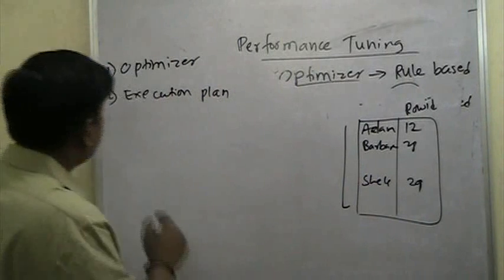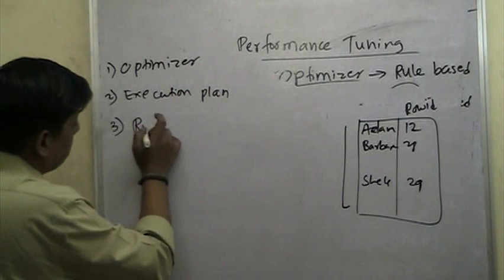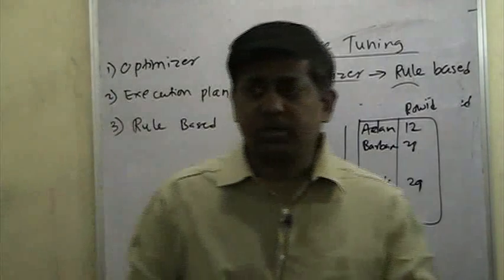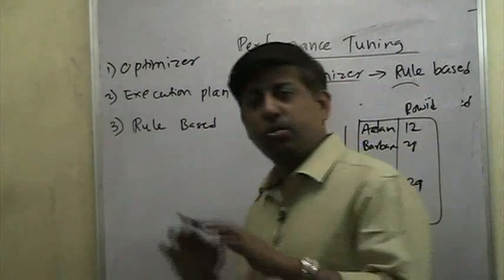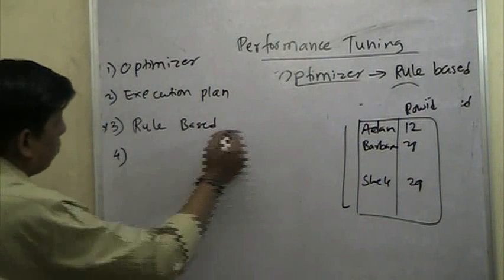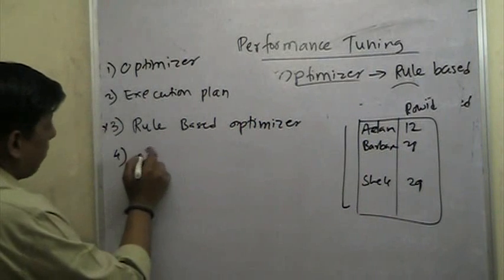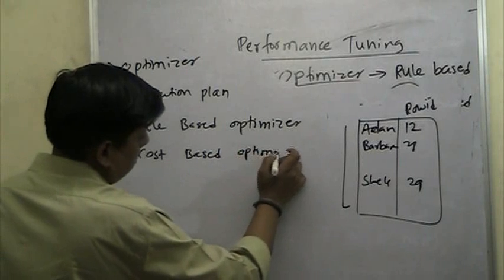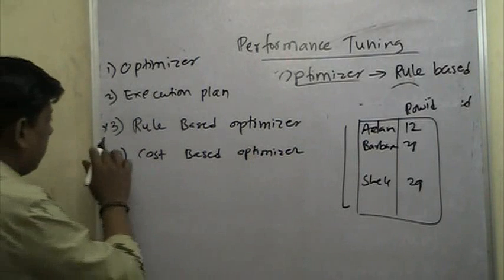What are the different types of optimizers? The older one is the rule based optimizer. And what was the rule? If there are 2 steps, take 2 steps, then 3 steps. Those were fixed rules. Nobody uses rule based now; it is there just for backward compatibility. Currently what we have is the cost based optimizer. So we know these 2 different things.